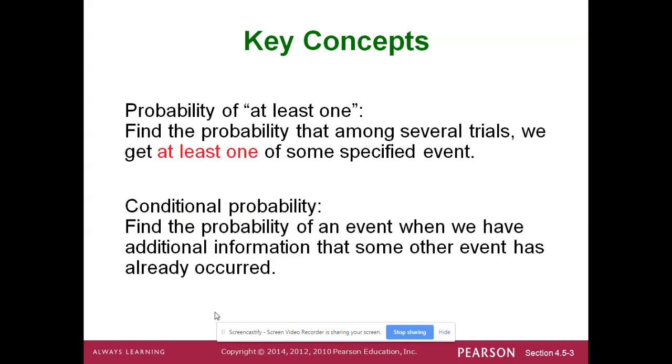All right. Key things we're going to look at here. We're going to look at the probabilities of at least one. So it's like the probability of at least one person scoring an A on this quiz. No, I'm just kidding. It's not. You guys will be fine. Find the probability among several trials we get at least one of a specific event. Okay, at least one. We're going to look at that. Conditional probability is to find the probability of an event when we have additional information that some other event has already occurred. So it's one of those given something's already happened. That's what the conditional probability is.